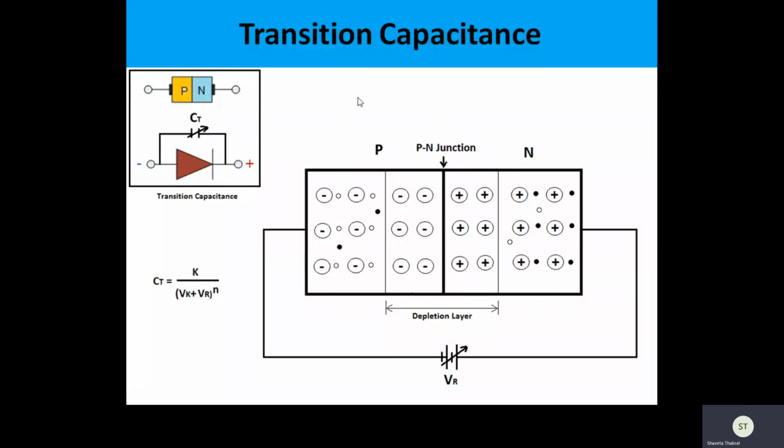or the space charge capacitance, or the depletion capacitance, where the formula for transition capacitance is K divided by (Vk plus Vr) whole raised to the power n, where K is a constant that depends upon the type of construction or the type of material. Vk is called the knee voltage, and Vr is called the reverse bias voltage, where the value of n is 1/2 for the alloy junction and 1/3 for the diffused junction. So this is all about the transition capacitance.